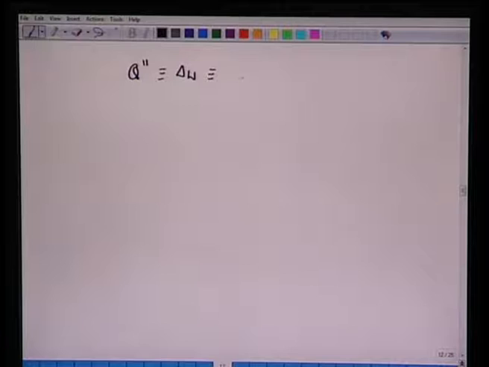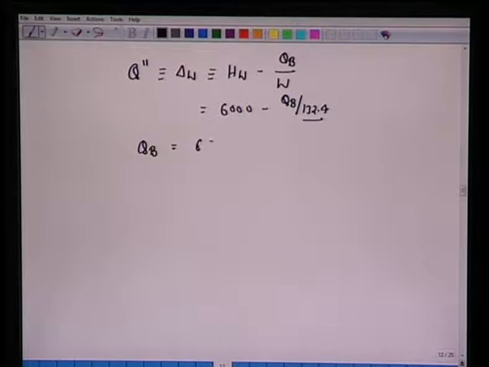So once we know Q dash, which is equivalent to your differential point for the bottom product or the stripping column, we can calculate boiler load QB over W. So which is 6000 minus QB over 132.4 kilomole per hour, that's the molar flow rate of W, to obtain QB as 6,540,000 kilojoule per hour, which is 1816 kilowatt. Alright, so we have this QB.